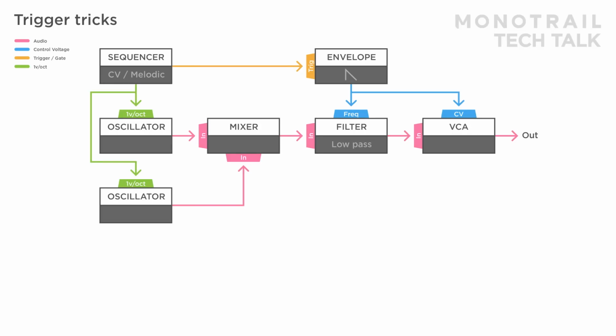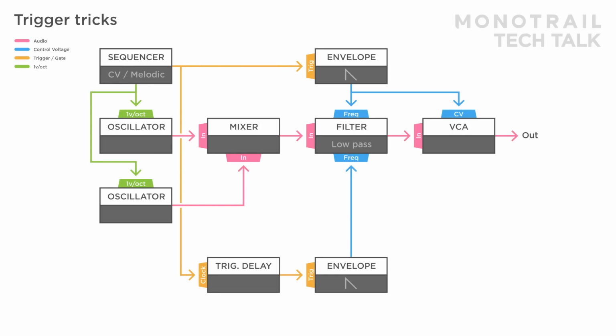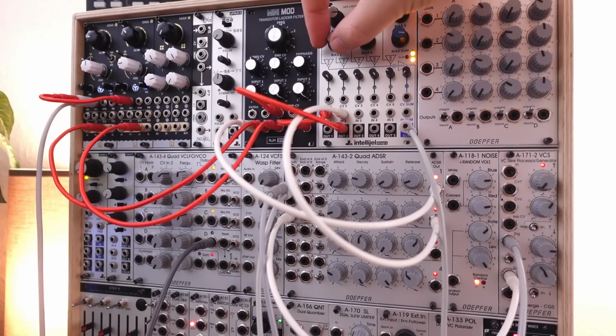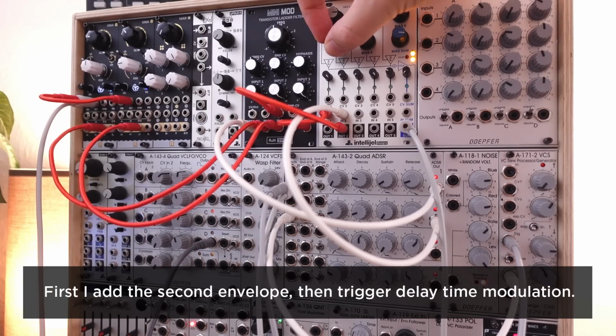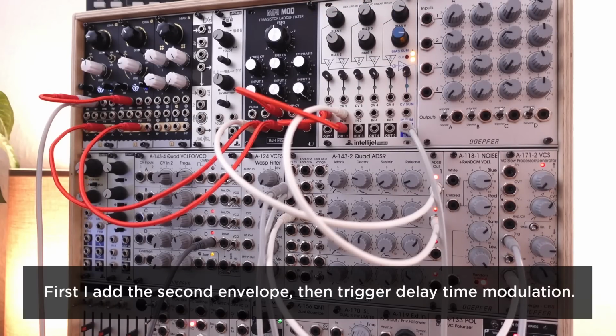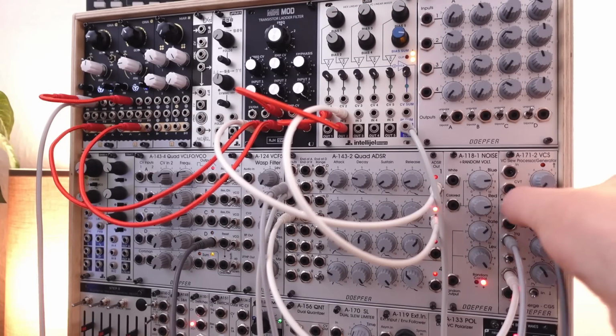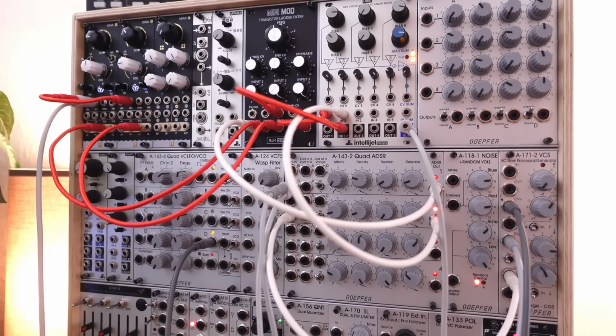A different approach is using something like a trigger delay or function generator to create a delayed gate. This doesn't lead to a complete independent pattern, but the time shift is great for all sorts of fun effects. I call this the envelope slapback trick and made a full video about it if you'd like to see more examples.